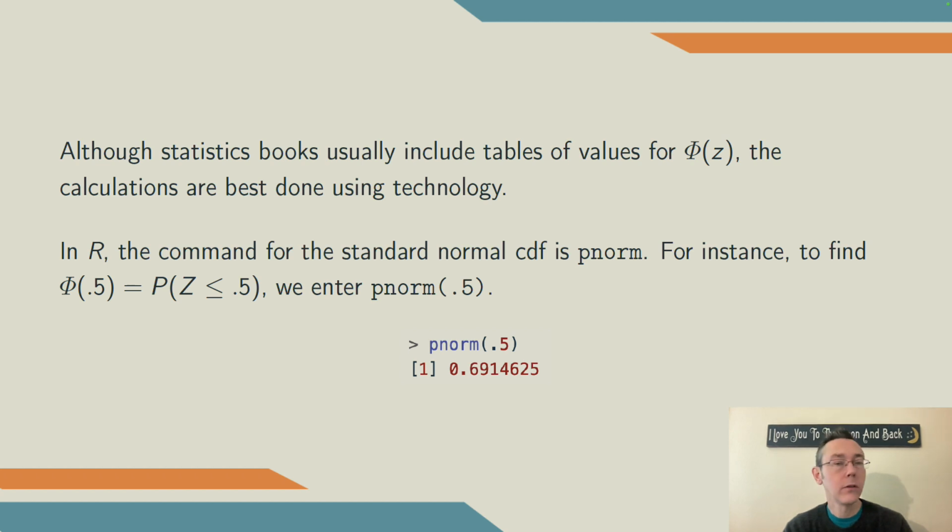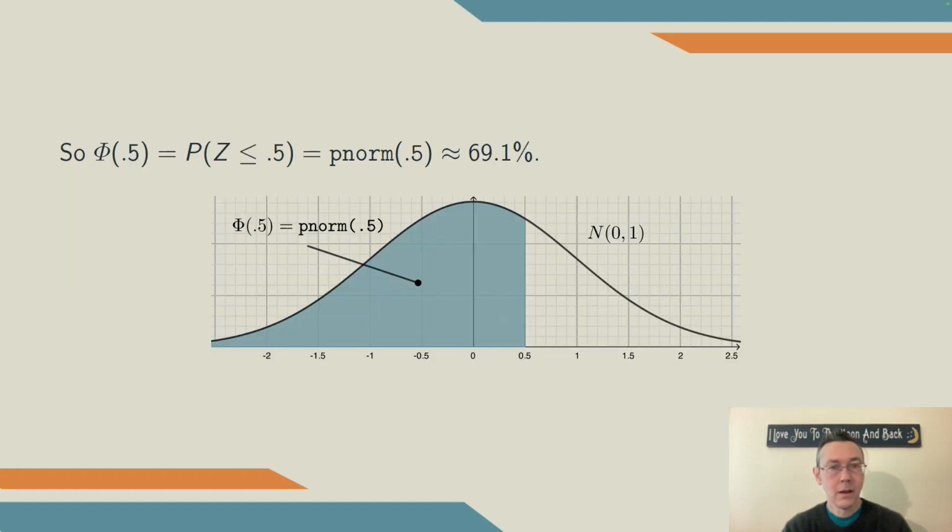Now, statistics books always include tables of values for Phi of z, but the calculations are best done using technology. R is totally typical, that's my technology of choice. The command for the standard normal CDF is pnorm, and all we have to do is feed pnorm the z-score that we're interested in. For instance, to find Phi of 0.5, the probability that z is less than or equal to 0.5, we just enter pnorm of 0.5, and we get 0.691. So a little bit less than my visual estimate from a couple slides ago. Here's a picture of that probability, Phi of 0.5, pnorm of 0.5, the area to the left of 0.5 is about 0.691.